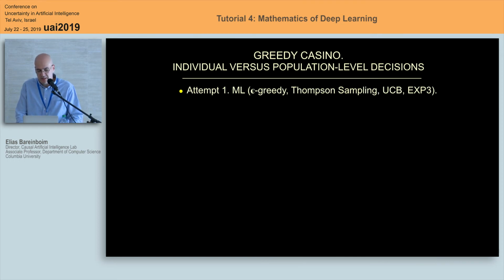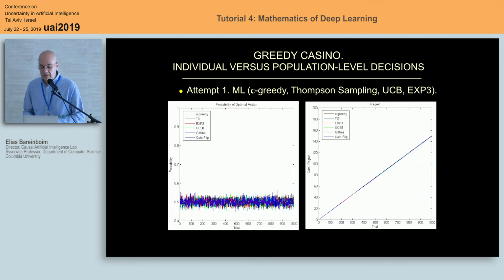Now this is the question, and you say, we are more clever than that. We took our machine learning class, so I can even do adaptive. I can do better than 0.3 or 0.15. And they run all these strategies that we are used to, such as epsilon greedy, Thompson sampling, EXP, UCB, and so on. And this is what we get. On the left side is the probability of picking the correct action on the Y axis and the number of interactions on the X axis. And we have the regret on the right side.